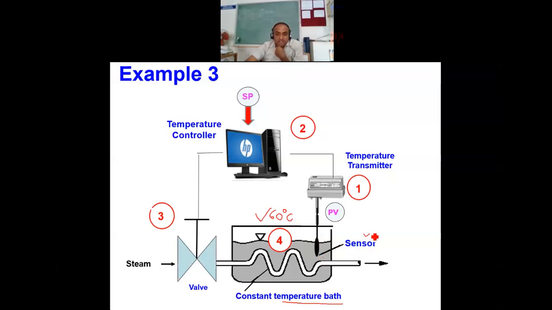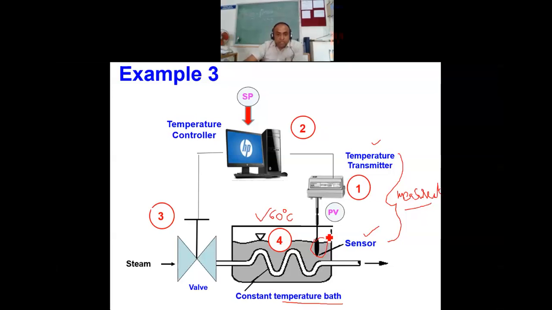So I need a sensor. Can you see this? It has been dipped here. So I have to dip that sensor so it measures the temperature. Then I have a temperature transmitter. All this is part of a measurement. I need a sensor and the transmitter. I'll tell you what that is.